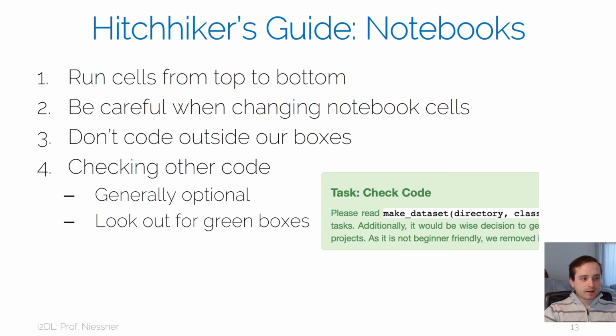The next thing is looking at other parts of the code. If you look at the exercise code folder, you will see more files that you don't necessarily code in. But sometimes in the notebook, you will see these green labels where we say check code. We advise you to actually have a look at this code because it's important. It might help you later to understand what's not working and debug. So look out for these green boxes.